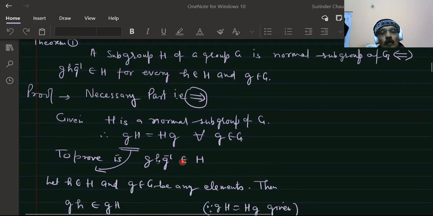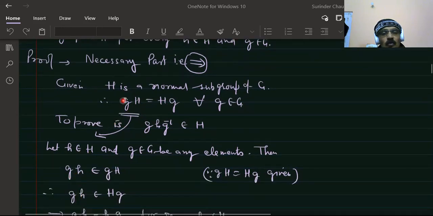Now what do we need to prove? We need to prove g h g inverse belongs to H for small h belongs to H and g belongs to G. So now we'll start from here. Given is gH is equal to Hg. We'll take an element from gH. So let h belongs to H and g belongs to G be any element. Then gh belongs to gH.